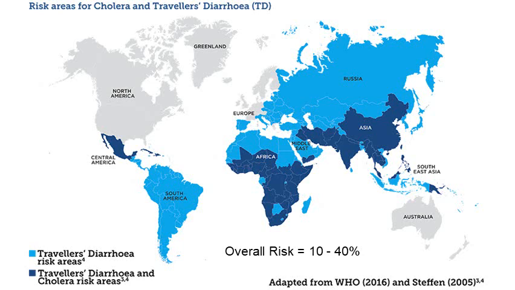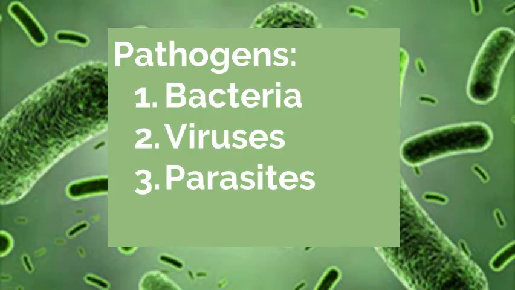So now that we know where traveler's diarrhea is endemic, let's talk a little bit about what causes traveler's diarrhea. So several different types of pathogens can cause traveler's diarrhea. The most implicated is a bacterial infection. Viruses can also cause traveler's diarrhea. And then finally, the more rare cause, but will be seen from time to time, is parasites.